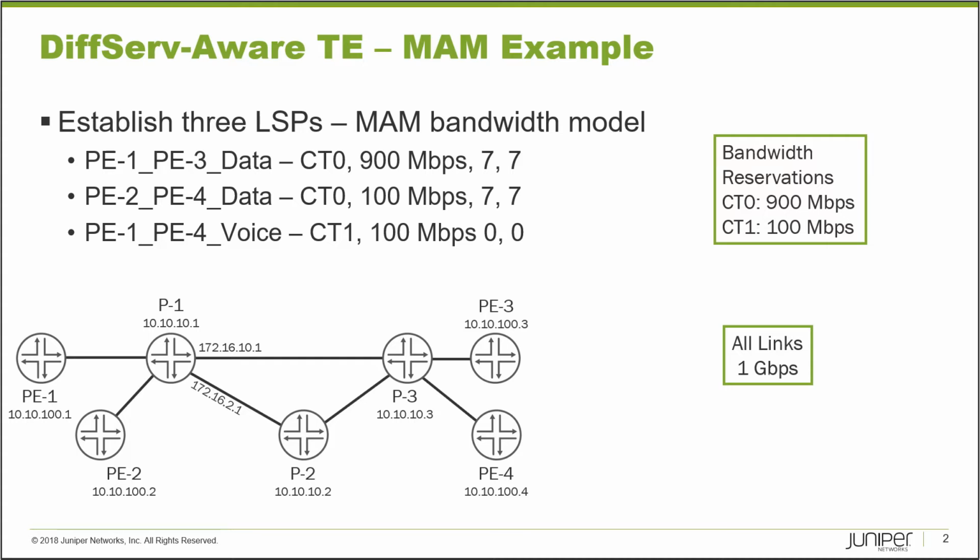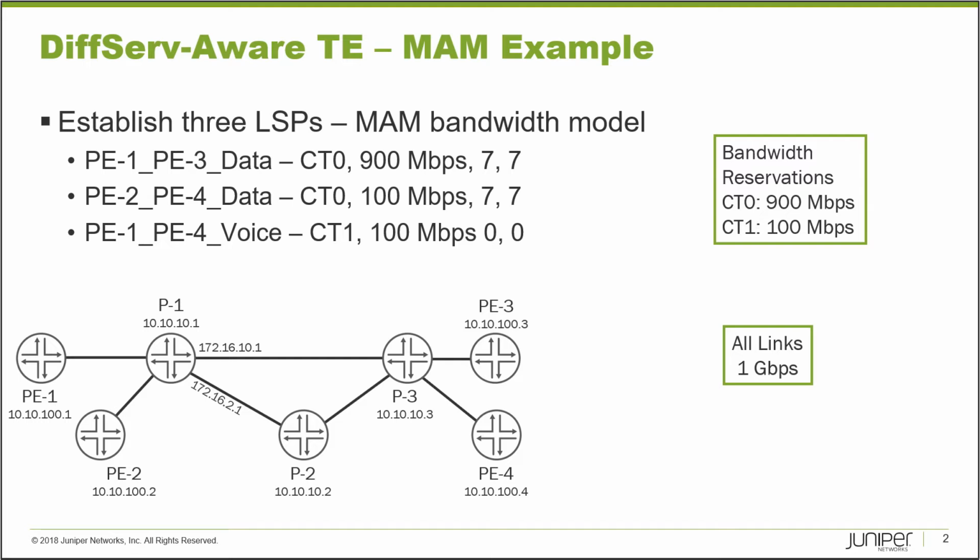Okay, so the next thing I want to point out is the bandwidth reservations, that dialog box on the right. It shows CT0 has a bandwidth reservation of 900 megabits per second, and CT1 has a bandwidth reservation of 100 megabits per second. So the thing you might notice here is that first LSP needs 900 megabits per second. The second LSP only needs 100, but that's more than that reservation is allowed across any link. So we'll see what happens with that.